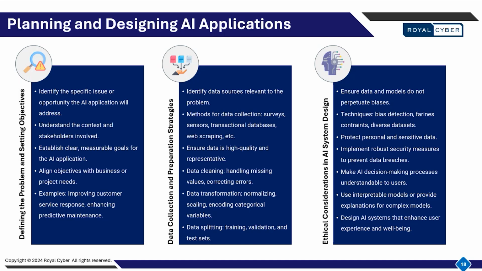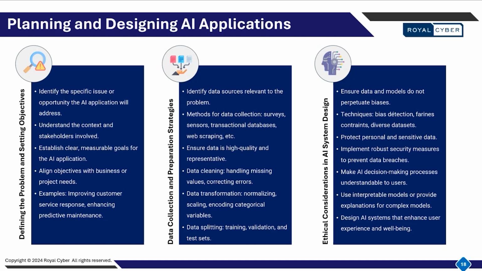Next, establish clear measurable goals for the AI application. These objectives should align with your business or project needs. For example, you might aim to improve customer service response times or to enhance predictive maintenance in manufacturing. Whatever the case, the objective should be specific, actionable, and directly tied to the problem at hand.